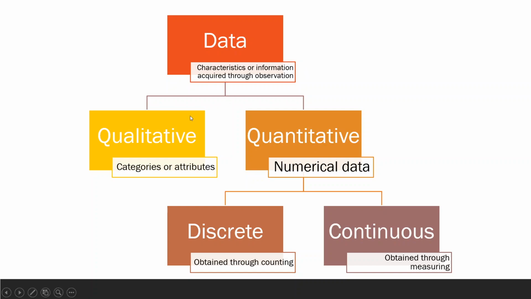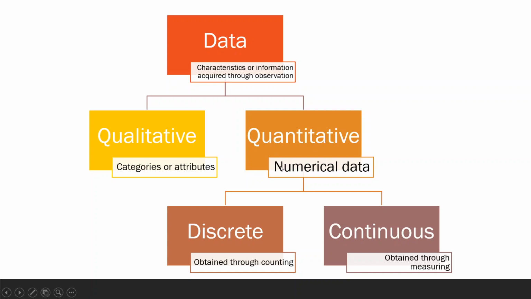So the first type of data here is the qualitative data. It focuses on the categories or the attributes. So for example, what are the colors of your eyes? What is your race? What is your favorite brand of ice cream or whatsoever?